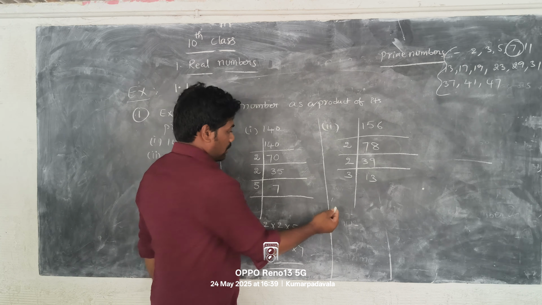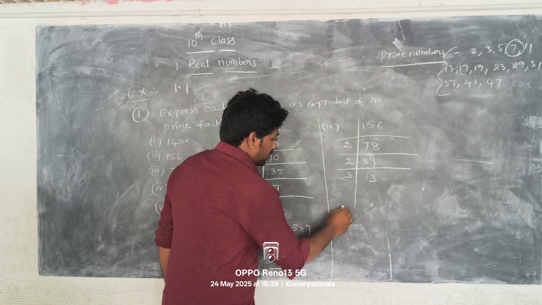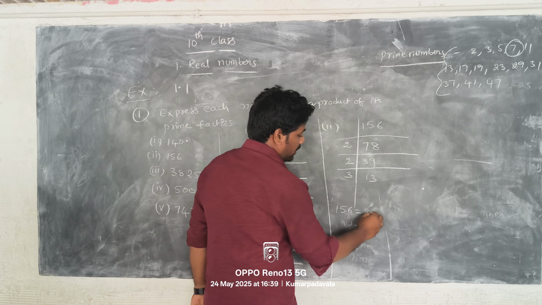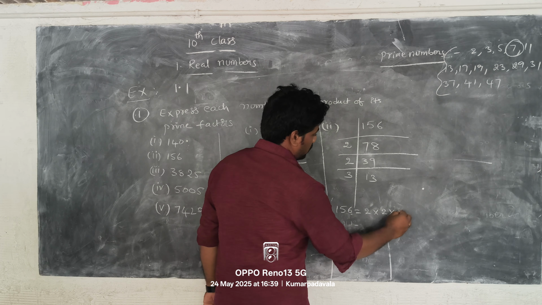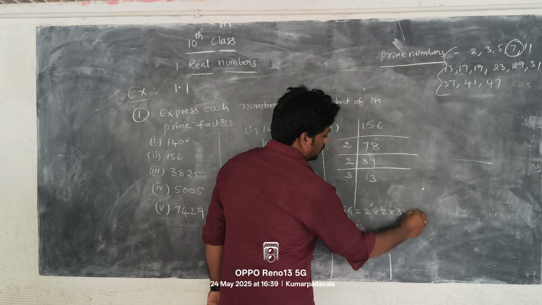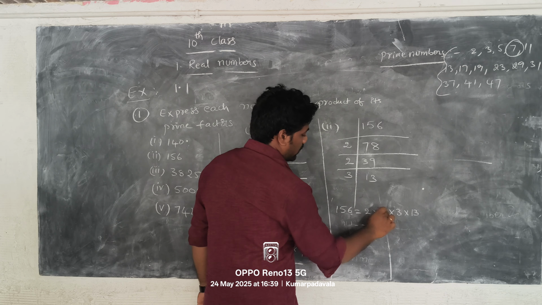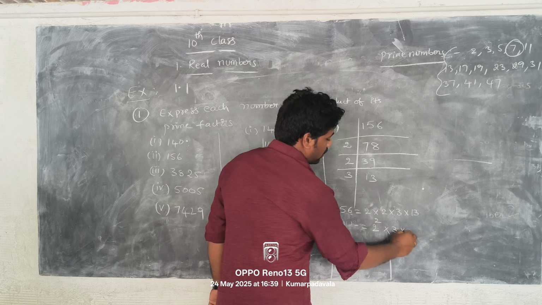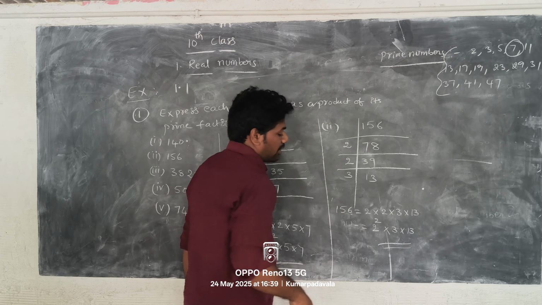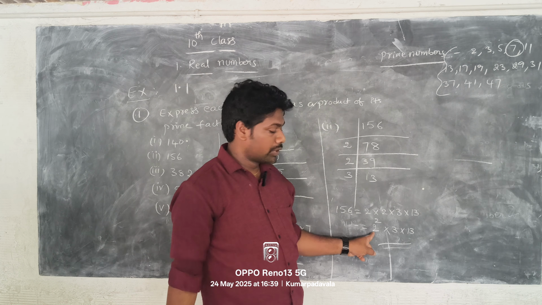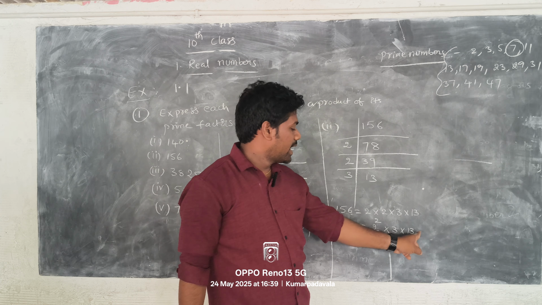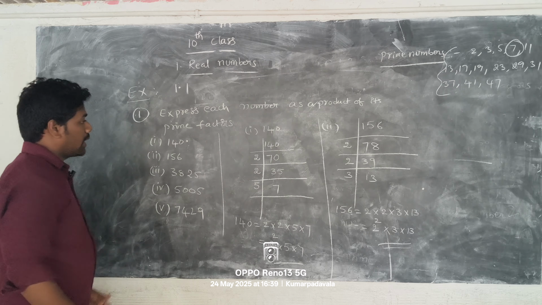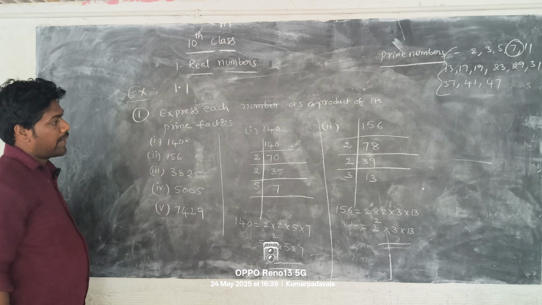Okay, now prime factorization. So 156 can be written as 2 into 2 into 3 into 13. 2 into 2, 2 square into 3 into 13. If you observe the product, 2 is a prime, 3 is a prime, and 13 is also prime. This is the product of prime factors.